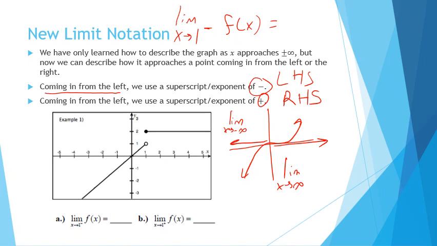So here, as we come in from the left-hand side, as we approach an x value of 1, we're going to get an output or a y value of 1 as well. But when we have that plus, that means coming in from the right-hand side to x equals 1 right here, this is going to have a y value of positive 2.